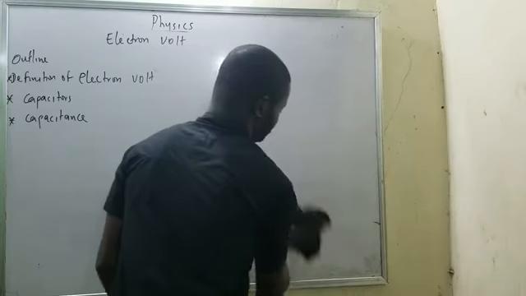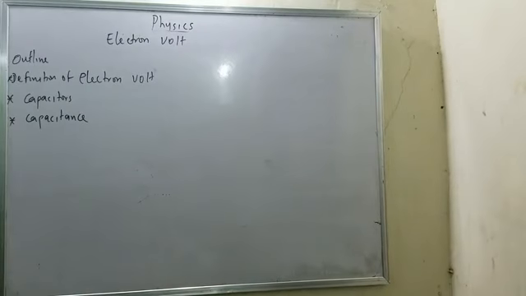Now, the outline of this video: the first one is the definition of electron volt, and then capacitor and capacitance. By the end of this video, you should understand all this. Now, let's move on. Let's start.